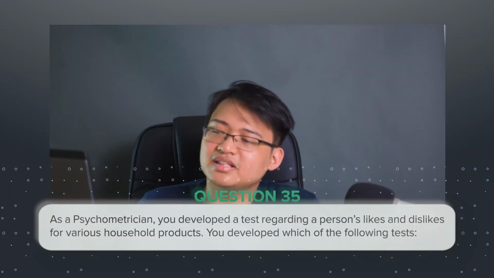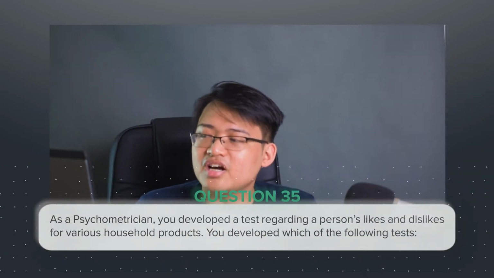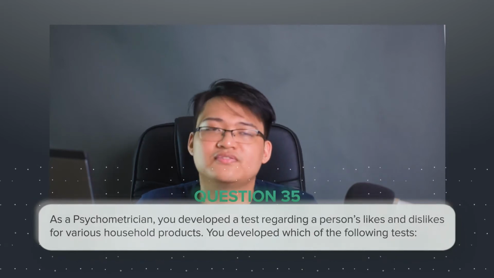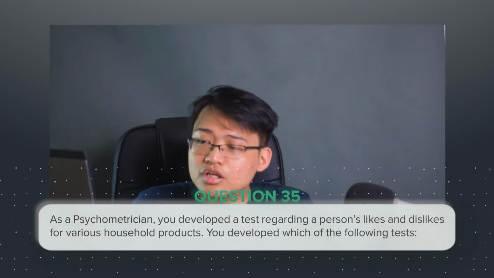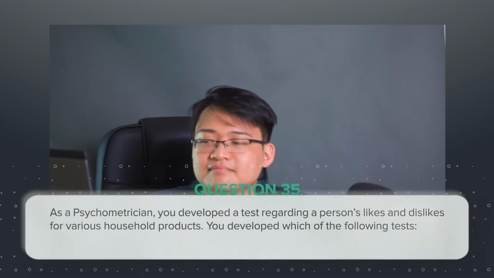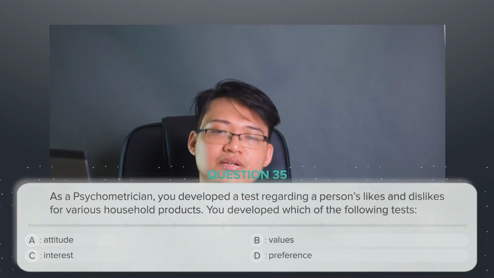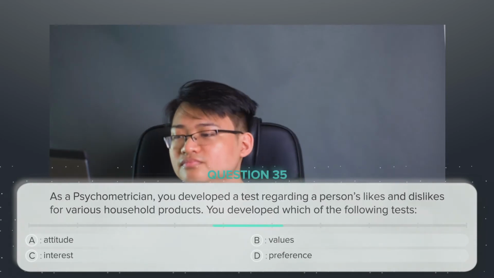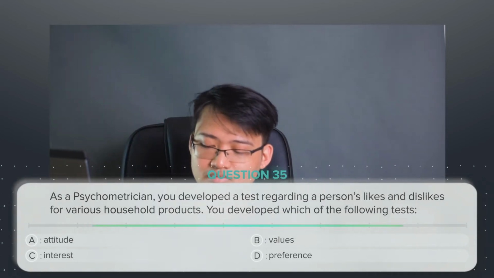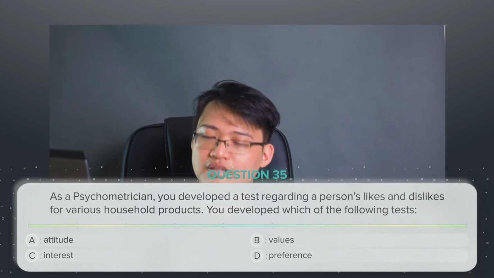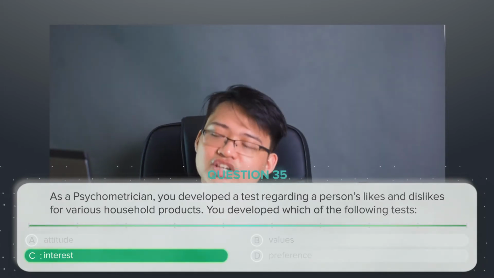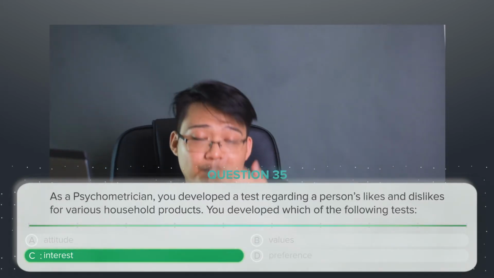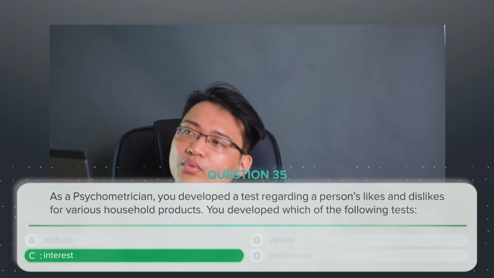As a psychometrician, you developed a test regarding a person's likes and dislikes for various household products. You develop which of the following tests? A. Attitude, B. Values, C. Interest, or D. Preference. The correct answer is letter C, interest. So preference, wala yan, no? Although it's a real word, it's not operationally defined, so keme-keme ko lang yan.